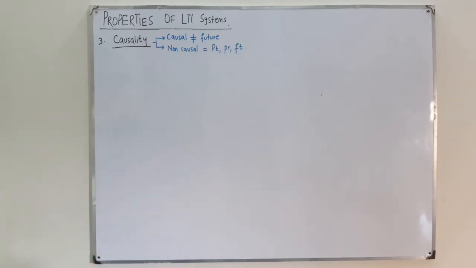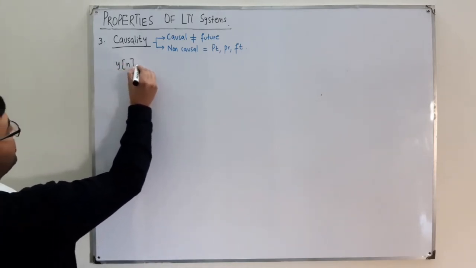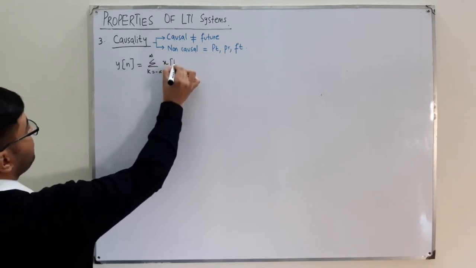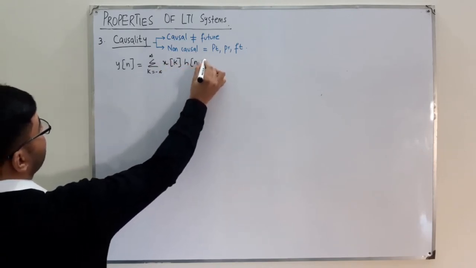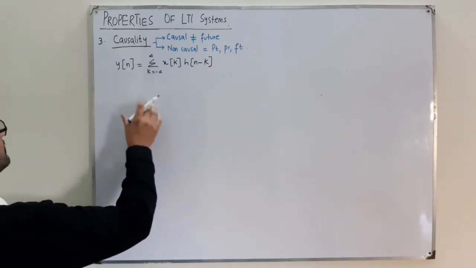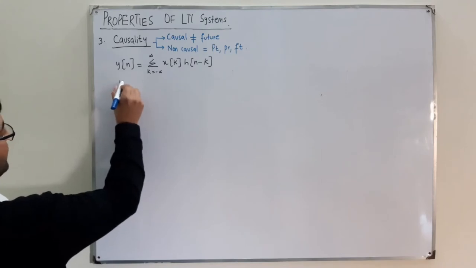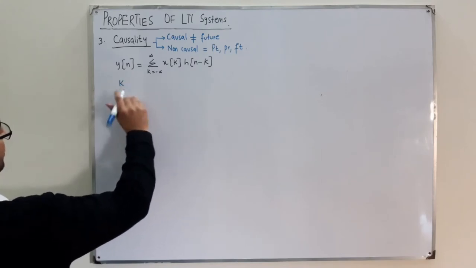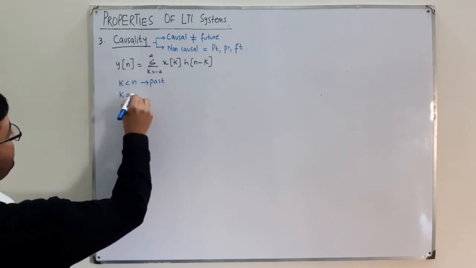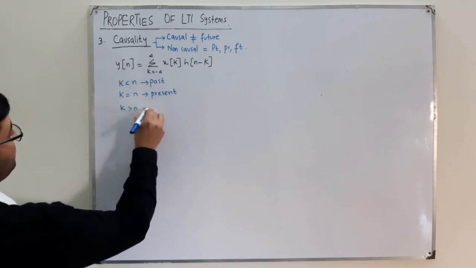Now, coming to the impulse response form, we know that y of n is equal to summation, k running from negative infinity to positive infinity, x of k h of n minus k. This k is varying from negative infinity to positive infinity, so this has past values, present values, and future values. The first case is when k is less than n, this is your past value. When k is equal to n, this is the present value. And when k is greater than n, this is the future value.